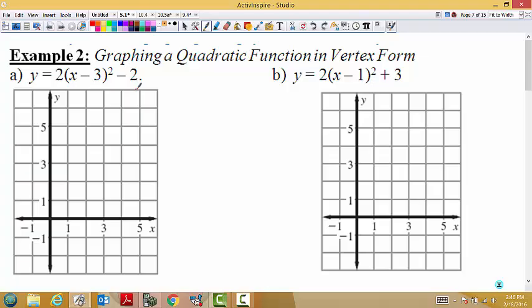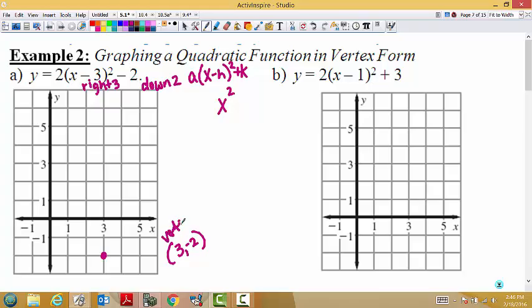And this is the form a(x minus h) squared plus k. It's where the (h, k) is the vertex. But what we're going to do is we're going to use our transformations. Our parent graph is x squared. So what it's going to do is it's going to go right 3 and down 2. So I'm going to go right 3, down 2. That's the point 3, negative 2. So that is my vertex.